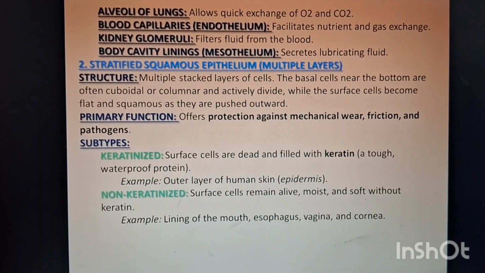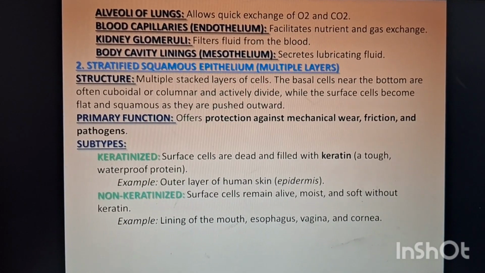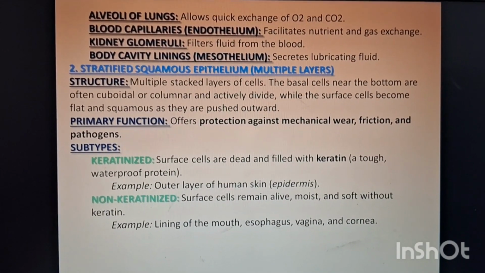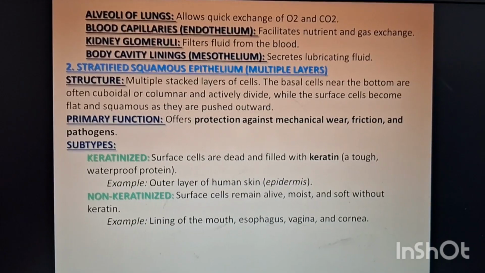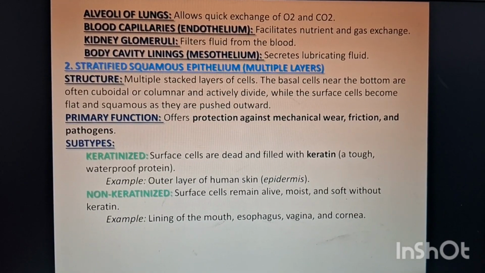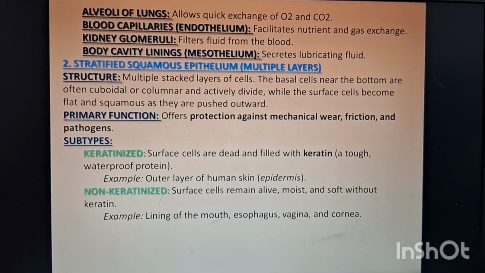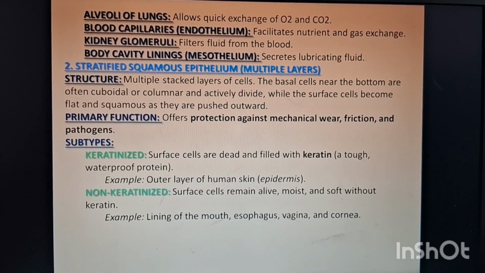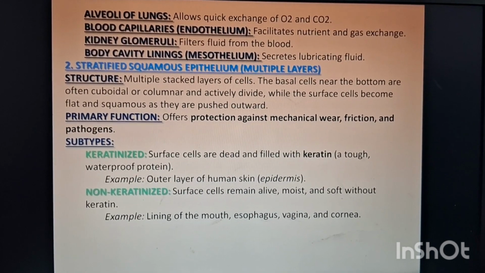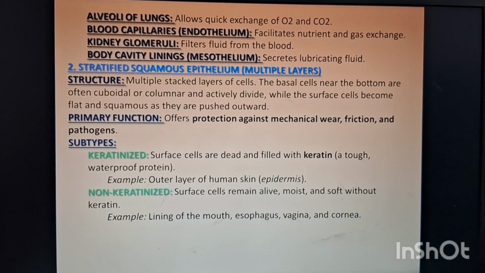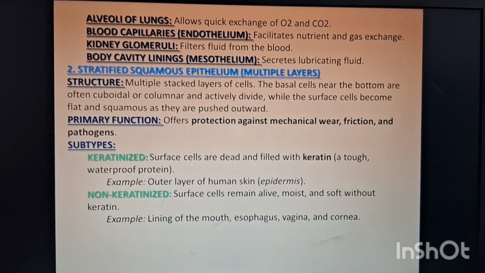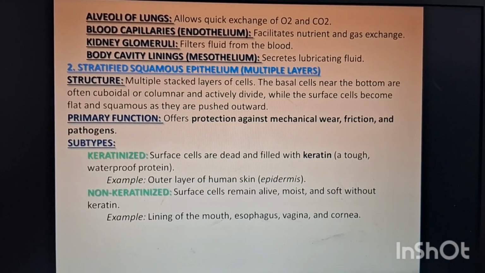Next, stratified squamous epithelium or multiple layers. Structure: multiple stacked layers of cells. The basal cells near the bottom are often cuboidal or columnar and actively divide, while the surface cells become flat and squamous as they are pushed outward. Primary function: offers protection against mechanical friction and pathogens.